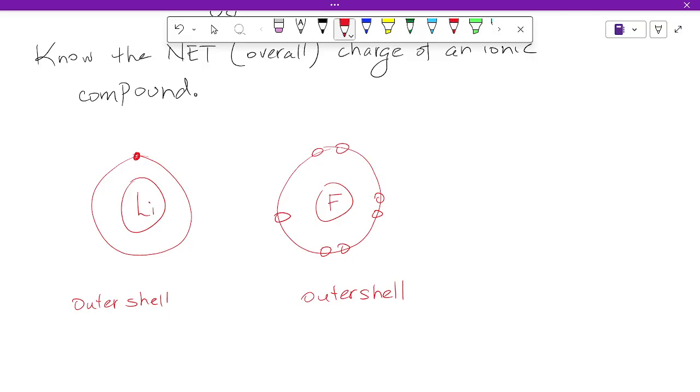What happens during the formation of an ionic bond? Do they share? The metal gives, and the non-metal takes.